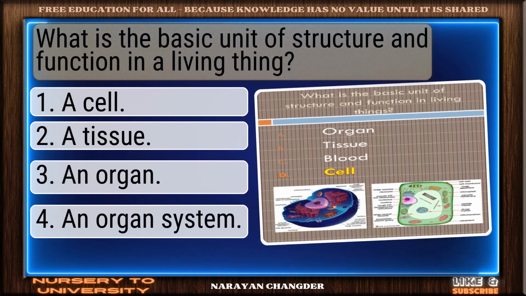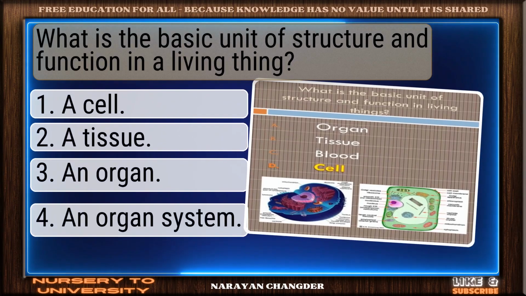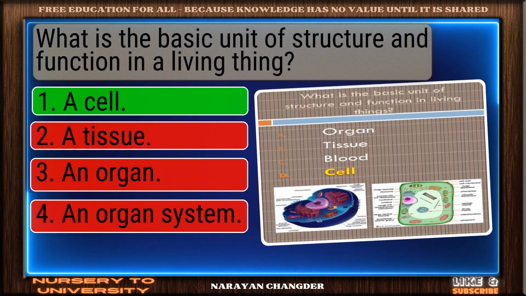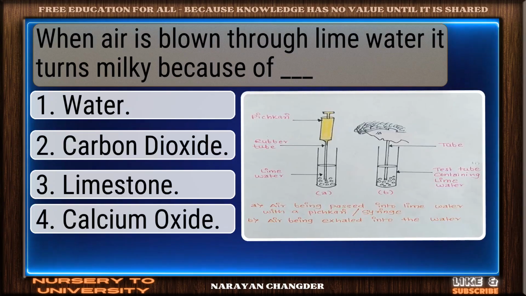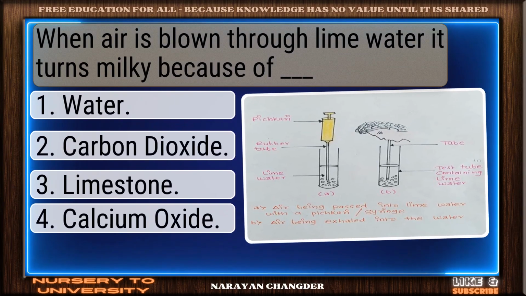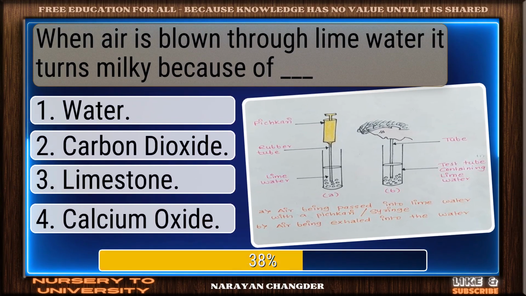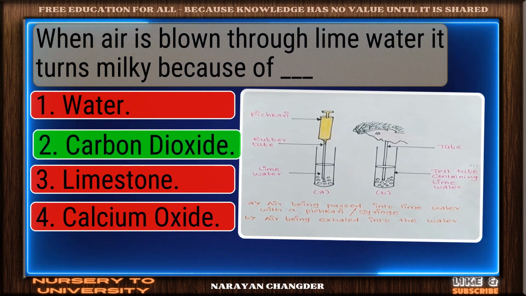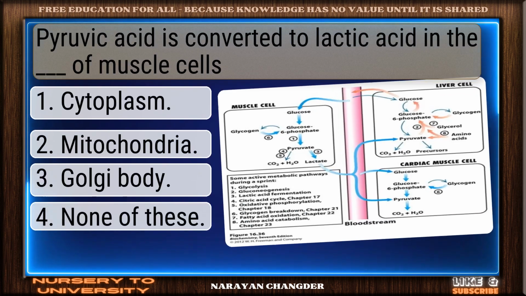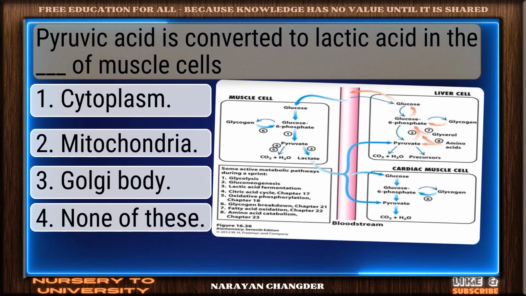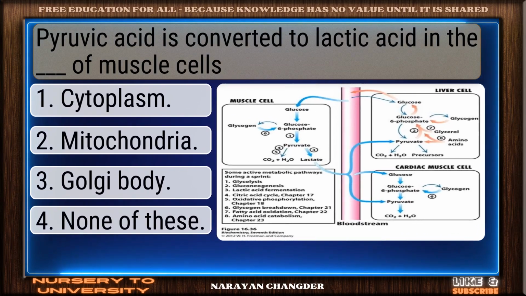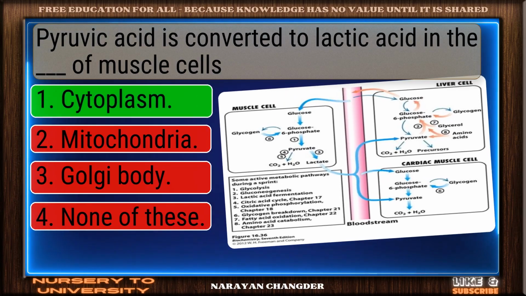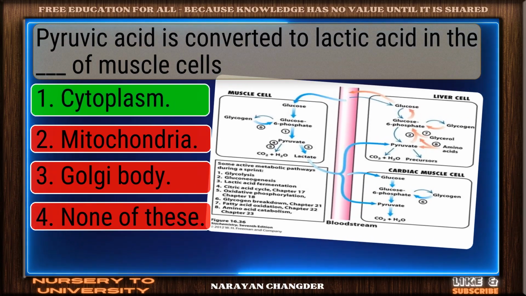What is the basic unit of structure and function in a living thing? On track. A cell is correct. When air is blown through lime water, it turns milky because of dash. Excellent. Carbon dioxide is well reasoned. Pyruvic acid is converted to lactic acid in the dash of muscle cells. Great job. Cytoplasm is accurate.